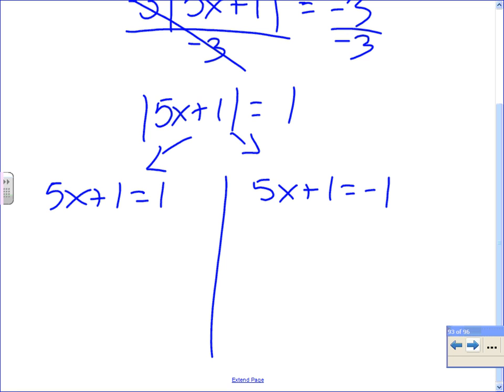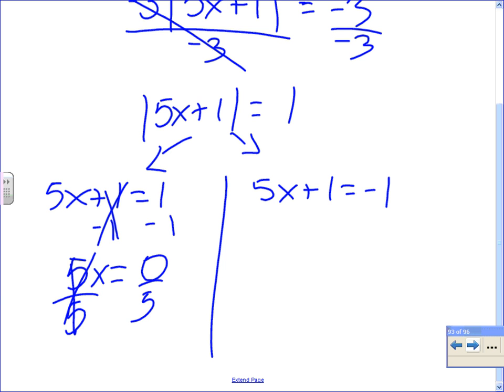Okay, Liam, what's the first thing we do to solve this one? I agree. 5x equals 0, since 1 minus 1 is 0. So we minus 1 on both sides. Dan, what's the next thing we do? Good. Divide both sides by 5. So 0 divided by 5 is 0. One of the answers is x equals 0.